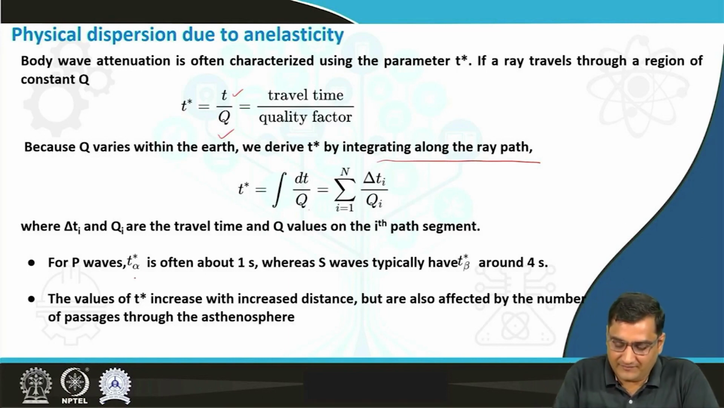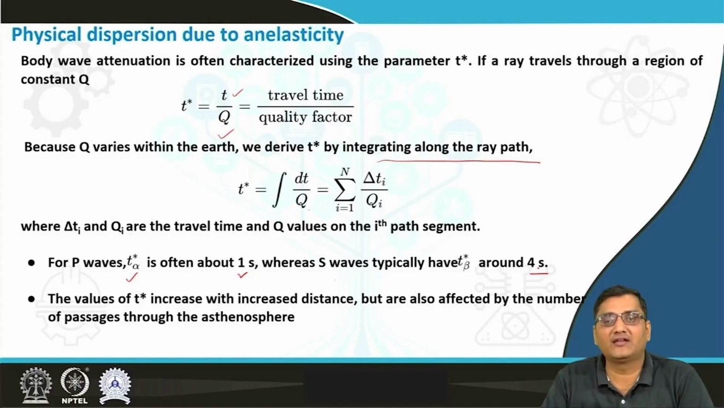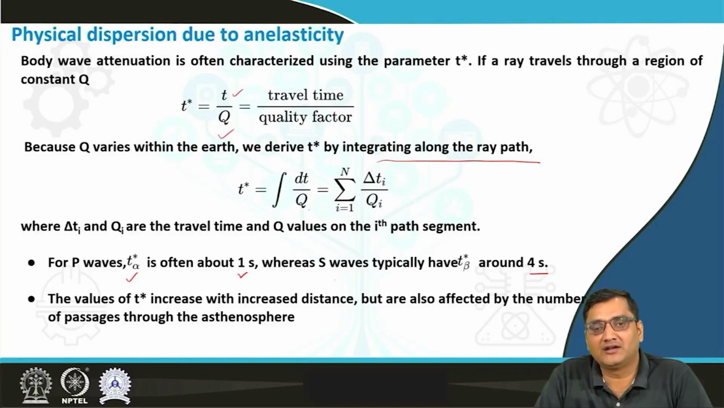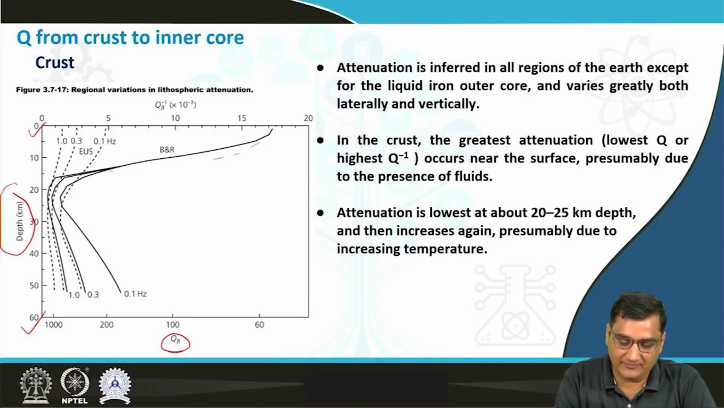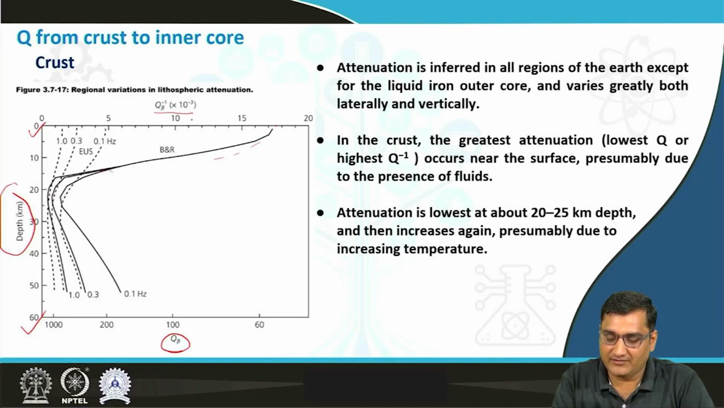For P wave, the t alpha star is often about 1 second, whereas for S wave it is about 4 seconds. The value of t star increases with increased distance, but is also affected by the number of passages through the asthenosphere. We are going to see variations of Q from the crust to the inner core. Attenuation in the crust we can see up to a depth of 60 km on the y-axis, and you can see the Q inverse for the shear wave velocity is on the topmost x-axis and at the bottom the inverse of it.